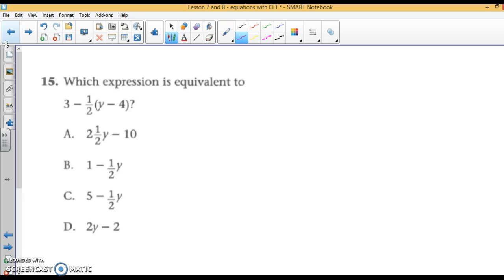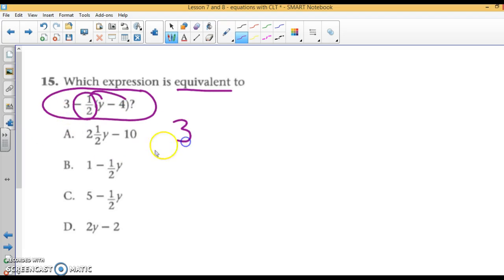All right, this says, which expression is equivalent to this? What does equivalent mean? It means equal to or the same as. Well, let's look at this expression right here. It's a combining like terms problem, but don't we need to distribute first? So we're going to bring down the 3. Negative 1/2 times y is negative 1/2 y. And negative 1/2 times negative 4 is positive 2. Don't be afraid to use your calculator if you need to.